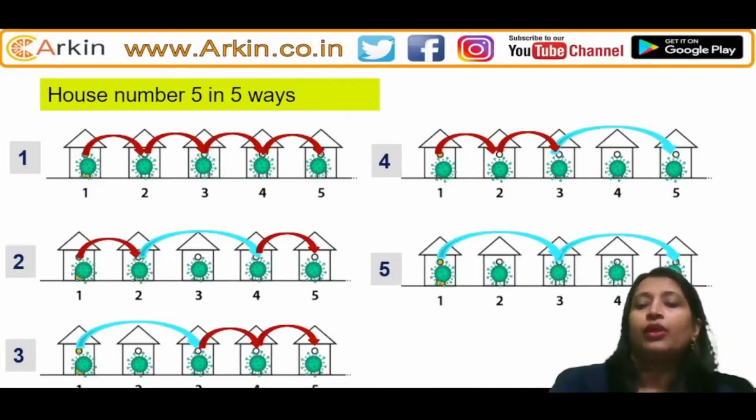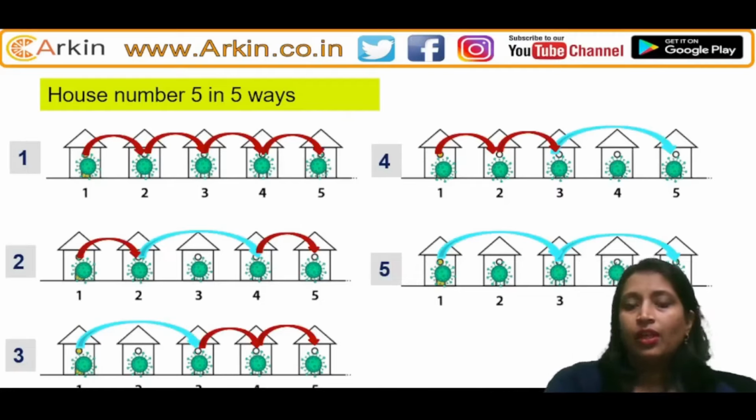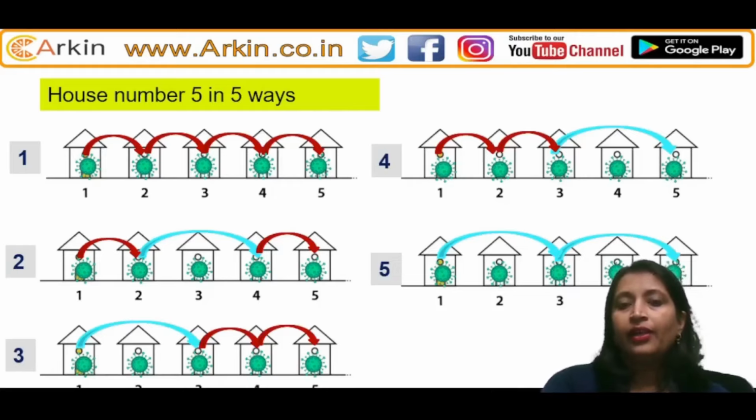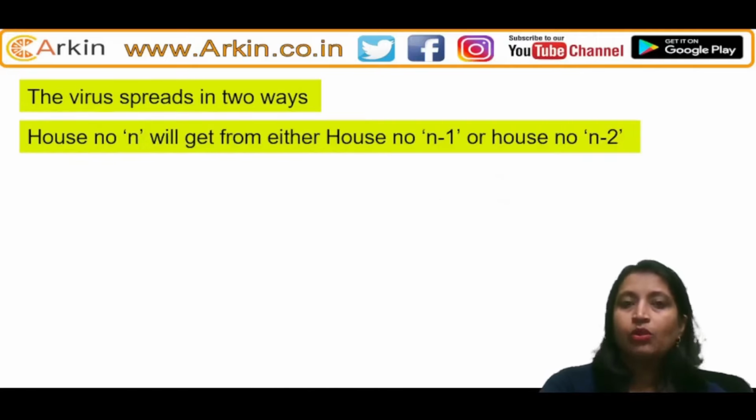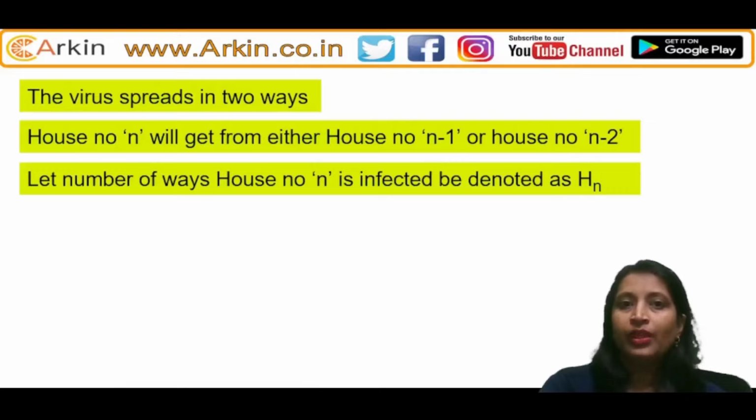Now I think you can see, so these are the ways. If you mark it, any house at any particular time is infected either from the house just before it, or from the one before that if there is one house in between. So house number n will get infected either from house n minus 1 or house n minus 2. There are only two ways. So let the number of ways in which house number n is infected be denoted as hn.